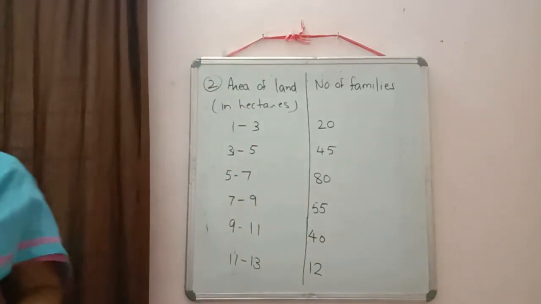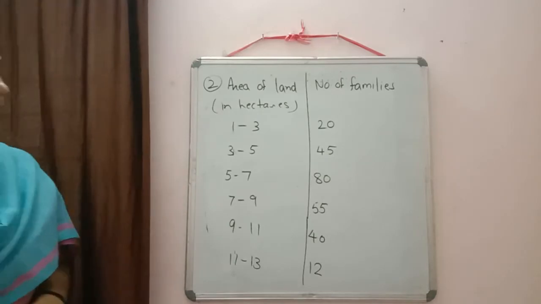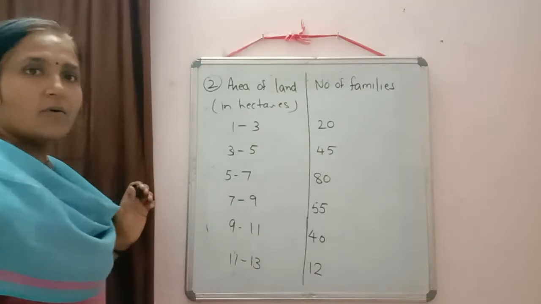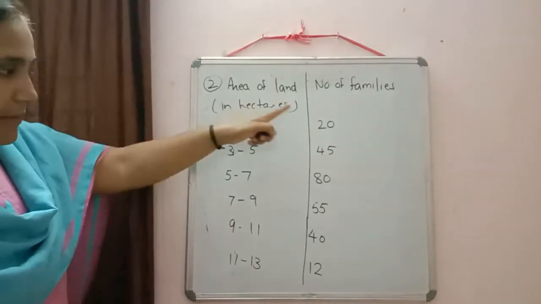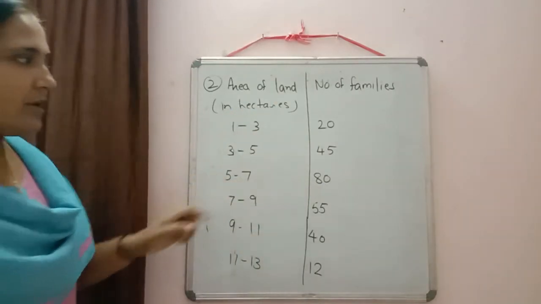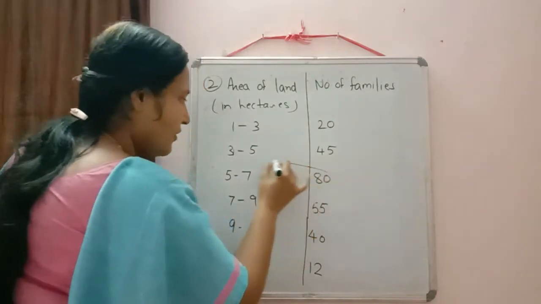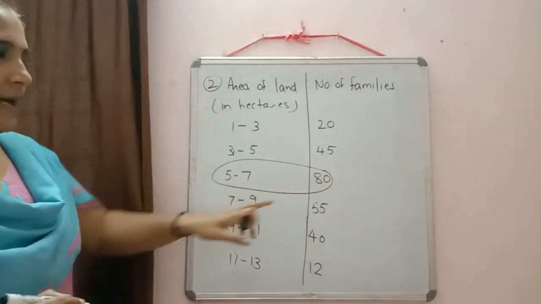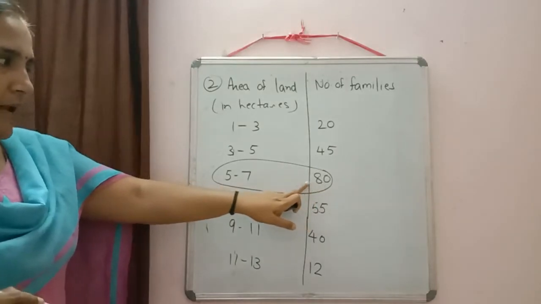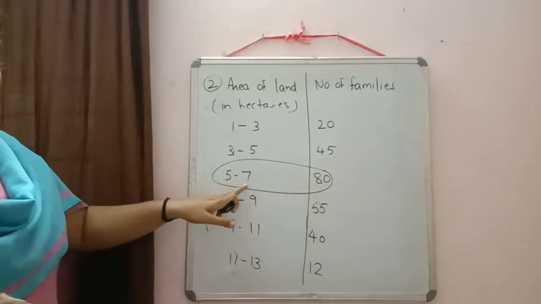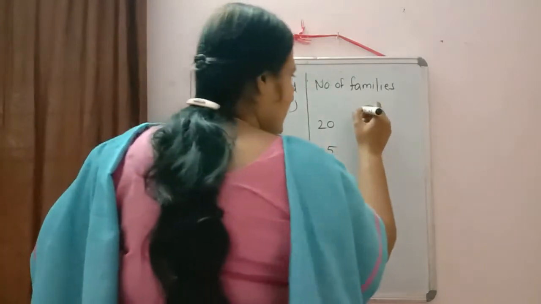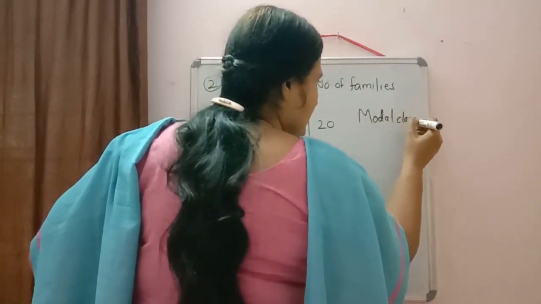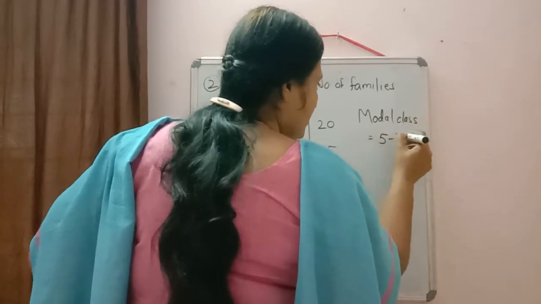We have to find out the mode. So again first check. Here these are the frequencies which are given. Whose frequency is the maximum here? Maximum frequency is 80. If you want, you can mark in this way. So corresponding to 80, the class is 5 to 7. So just write down modal class. Modal class is 5 to 7.